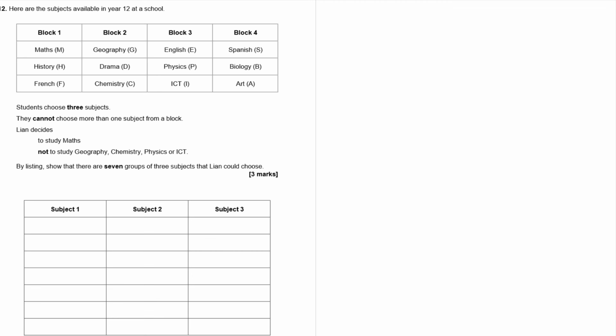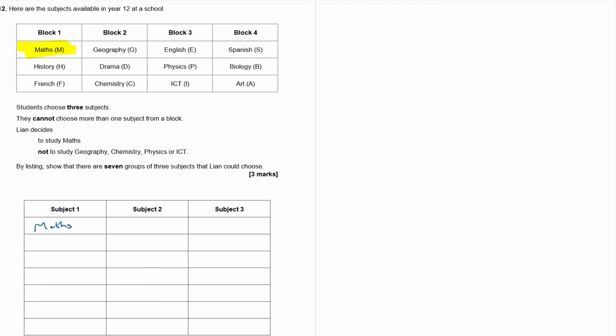By listing, show that there are 7 groups of 3 subjects that Liam could choose. Okay, so he has to choose maths. Now, there's only one place to pick maths, and that is in block 1. So I have to pick block 1. So maths is going to be block 1. Definitely going to be maths.